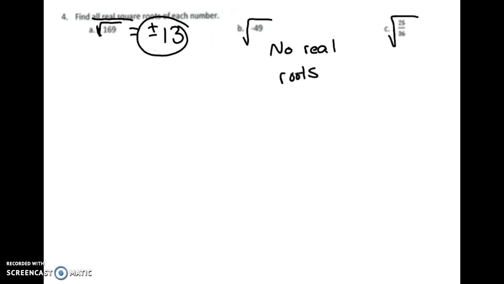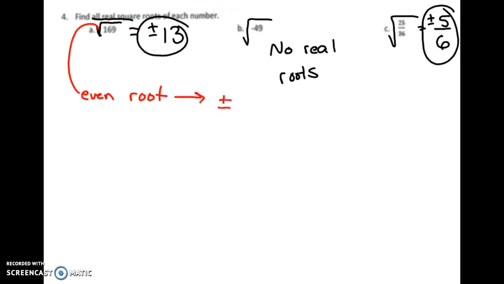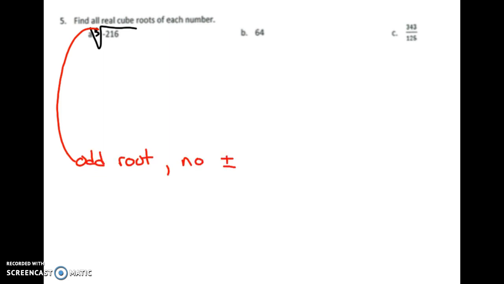And when we have the square root of a fraction, you just take the square root of the top, which is 5, and the square root of the bottom, and put on the plus and minus. And note to yourself, anytime this is an even root, then we're going to put on the plus and minus for our answer. I say that because in number 5, these are cube roots. So we're going to put a cube root on this. And anytime this index is odd, there's no plus or minus. It's just the same sign that's underneath.